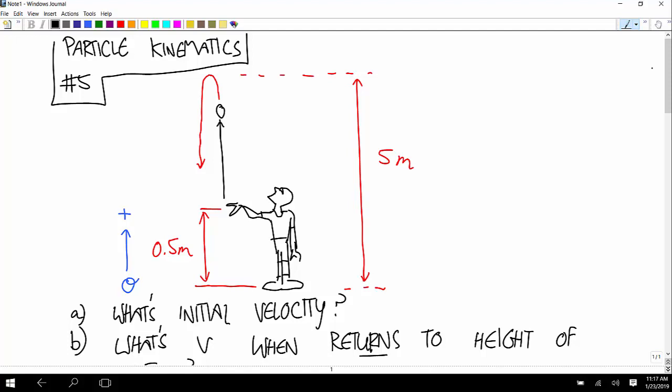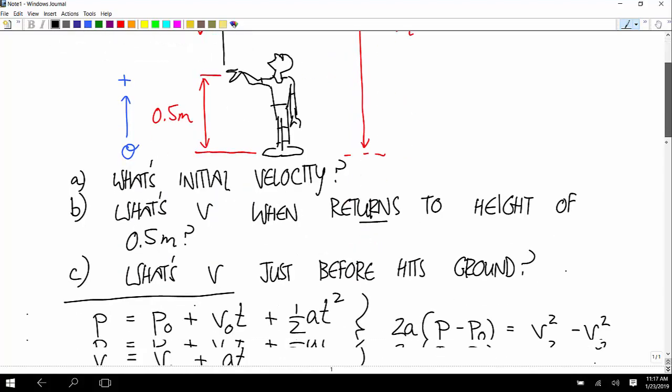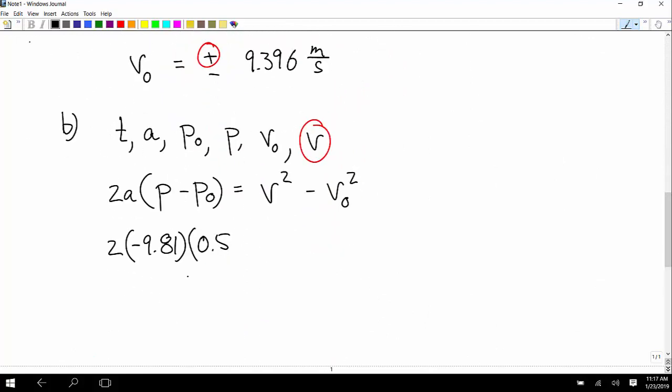So you could set up a number line, and wherever the ball is at any point on the number line, that gives you the position. It doesn't matter where it's gone before that. We're just looking for labels that represent the location of that object. Okay, so we have 0.5 minus 0.5 is equal to v squared minus our v0 squared, which was 9.396 squared. Well, this side all goes away because the height's the same.